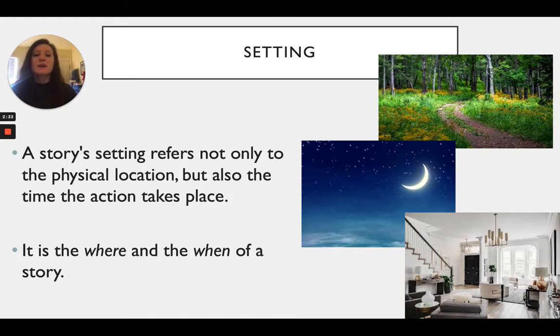So you could say we were in the woods at 9 a.m. and it was bright out. Or we could say we were in the woods at 10 p.m. and it was dark out. So setting will always have the time and the place that the action is at.